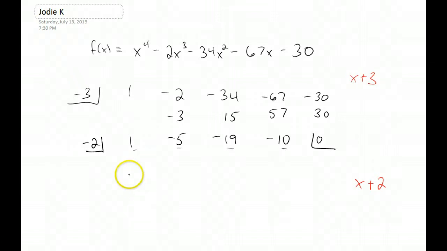We have 1. Now we're going to say -2 is a 0 of this polynomial, which is the same as x plus 2 is a factor of the polynomial. So I'm going to drop the 1 down. I'm going to multiply it by -2, add, multiply by -2, positive 14, add, multiply by -2, and look, we get another 0 as our remainder.